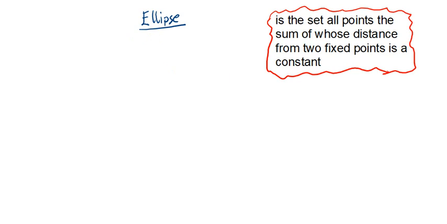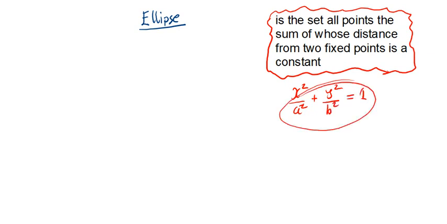So when it comes to deriving the equation of the ellipse, let me give you in advance the equation that you're going to come up with. It's going to be something like x squared divided by a squared plus y squared divided by b squared equals 1. This is what we are going to end up with, and this is when the center of the ellipse is at the origin.